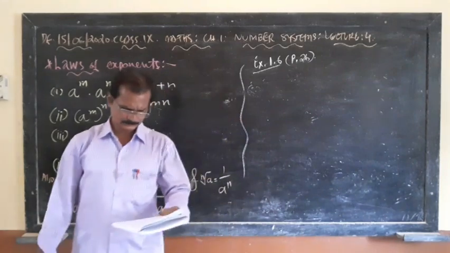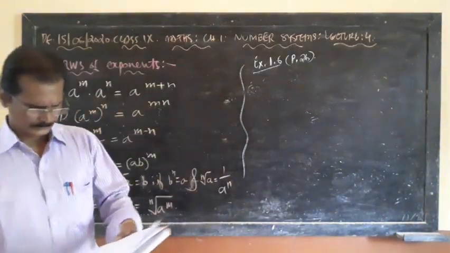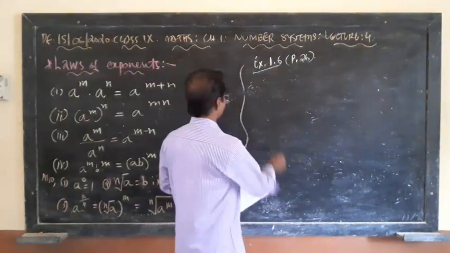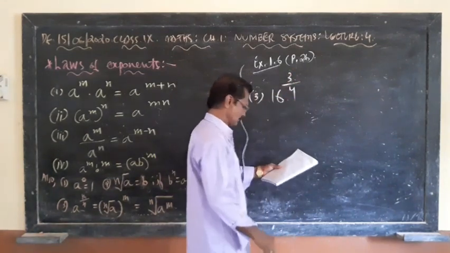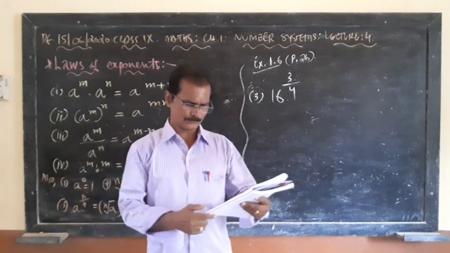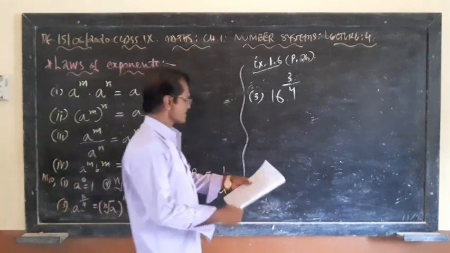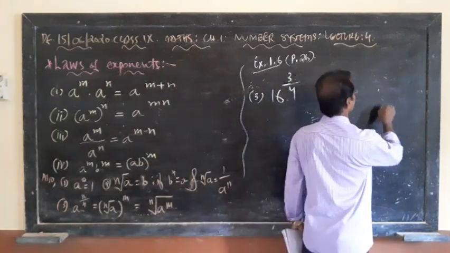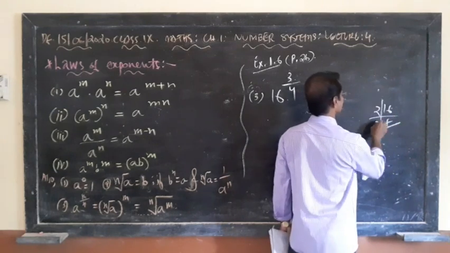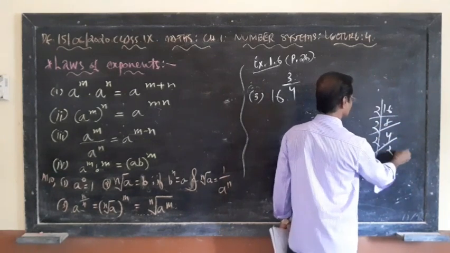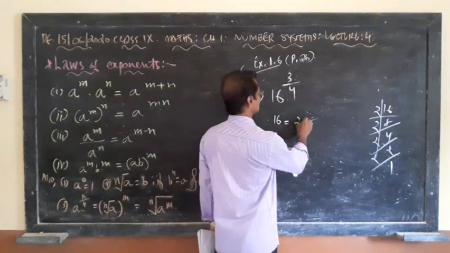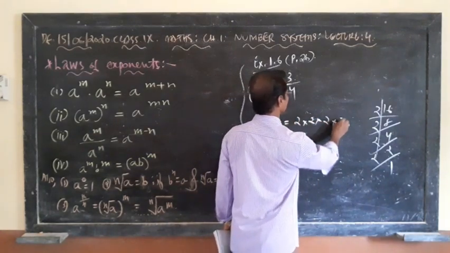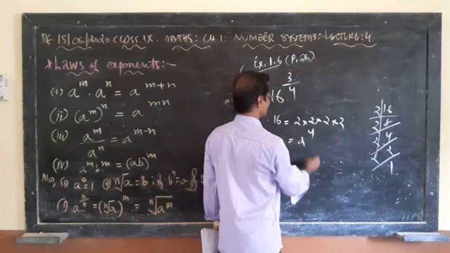What is the third one? 16 raised to 3 upon 4. What is 16? So 16 you can write 2, 8, 2, 4, 2, 2, 2, 1. So 16 equal to 2 into 2 into 2 into 2, that is 2 raised to 4.